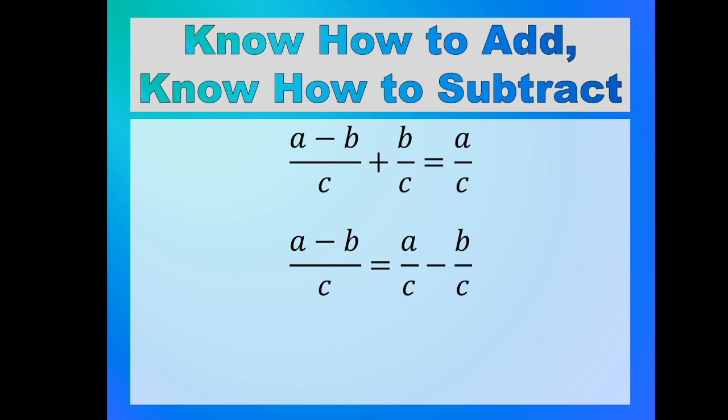Then I can subtract B over C from both sides. Then I can have the previous right side become the new left side, and the previous left side become the new right side. And looky here, we're subtracting fractions, and we're subtracting the numerators and keeping the denominators the same. So I do know that I can subtract fractions in this way, that this is the rule for subtracting fractions.